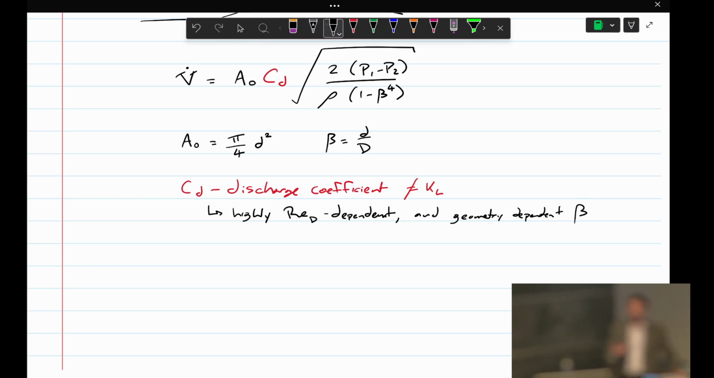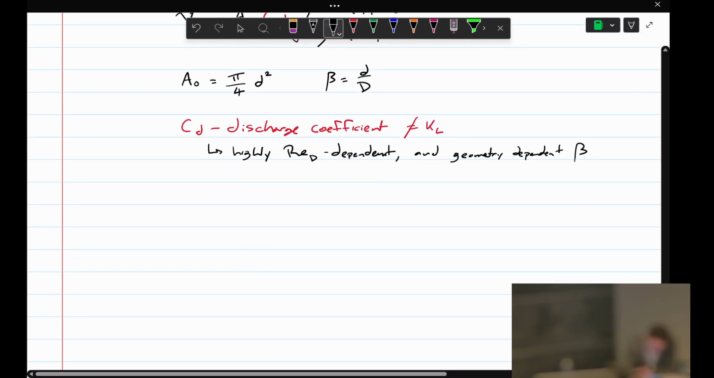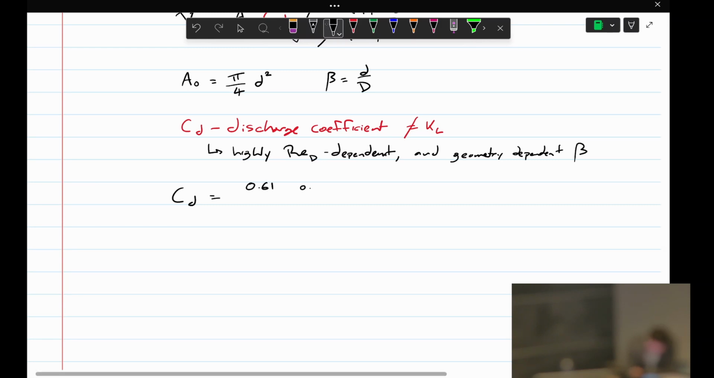So in practice, when these are used, these are very well characterized in terms of Reynolds number and geometry. But in this course, we're just going to assume a constant CD of 0.61 for the orifice plate and 0.98 for the venturi.